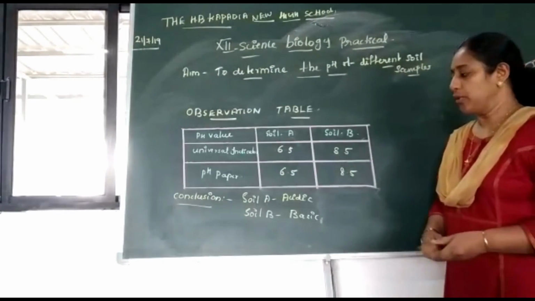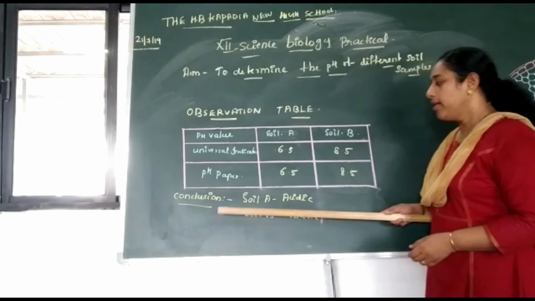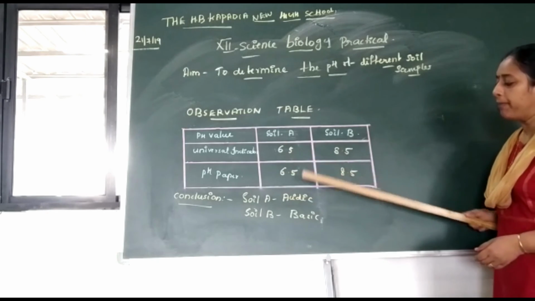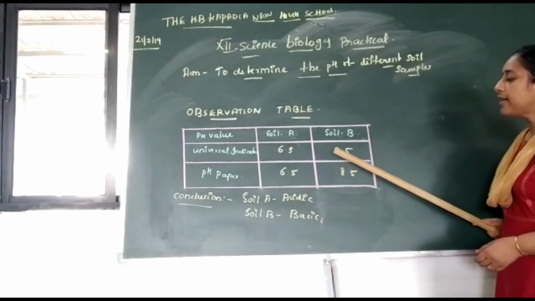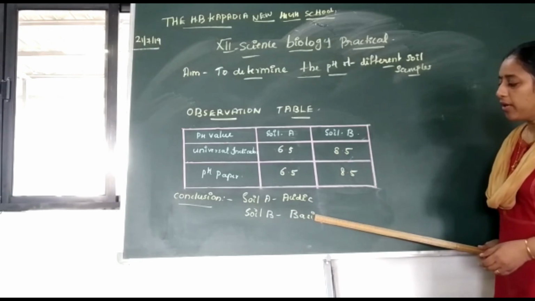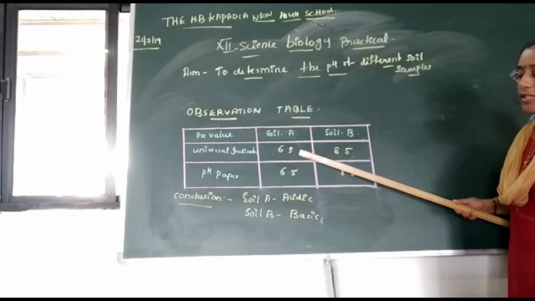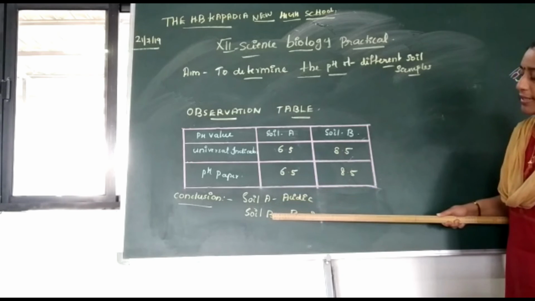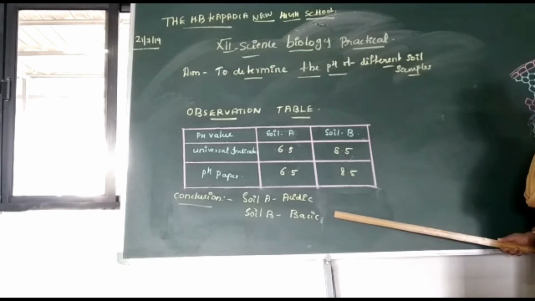Now the final is the concluding statement. So what is the conclusion? By this pH value we have reached a conclusion that soil sample A, as it consists of pH value 6.5, is an acidic soil. And soil sample B, as it consists of pH value 8.5, is a basic soil. So soil sample A, as it consists of 6.5, is acidic. This is a garden soil. And soil sample B, as it consists of pH 8.5, is basic. This is the roadside soil.